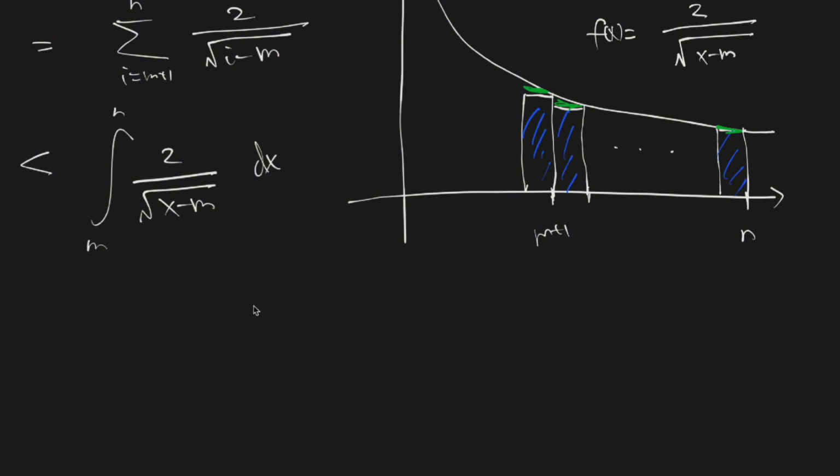It should look something like, for example, if I had 4 square root of x, the derivative should be something like 2 over square root of x. So maybe I just have 4 square root of x minus m. Okay, let's differentiate this. What is this?